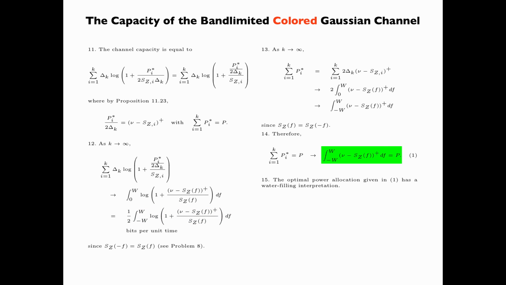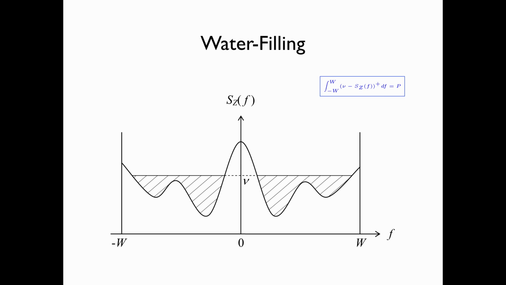The optimal power allocation given in equation 1 has a water filling interpretation given in the next figure. Here, the water filling is for the range from -W to W, with the total water volume equal to P. And so, the water volume on each side is equal to P/2.